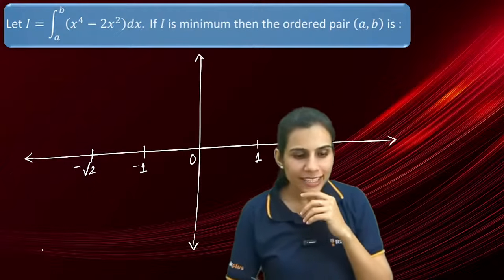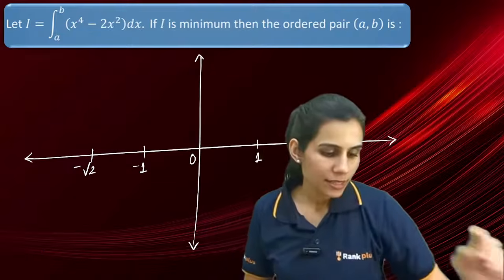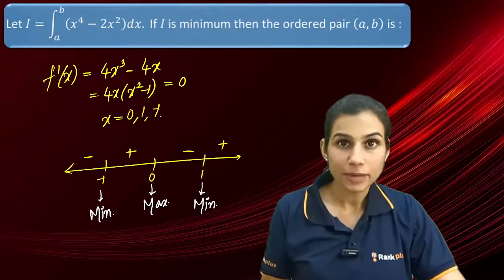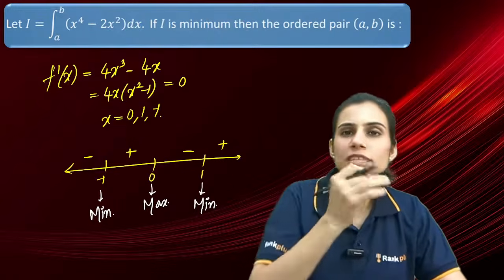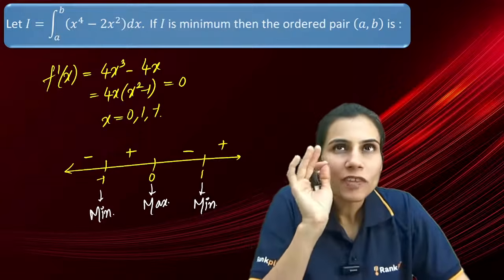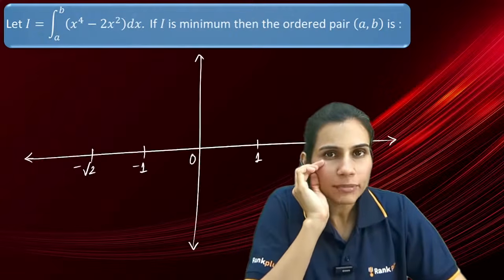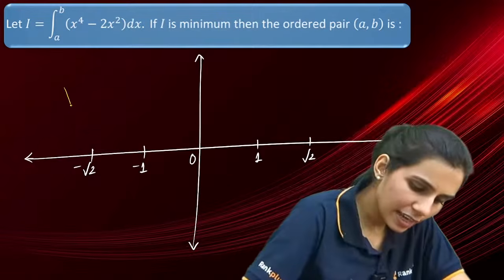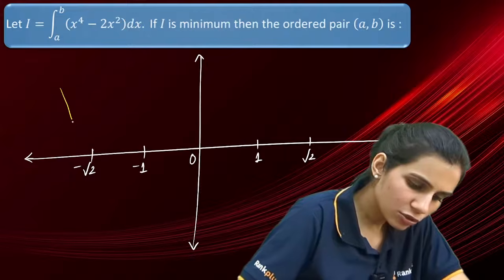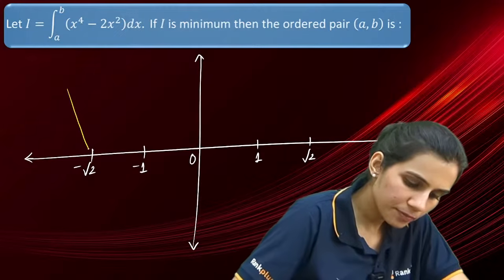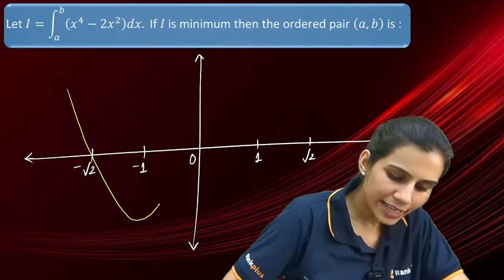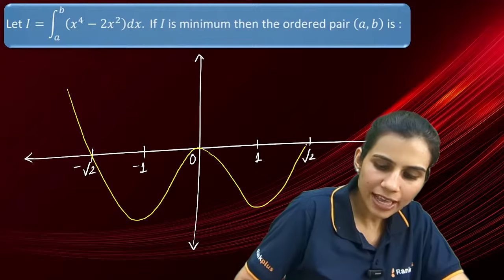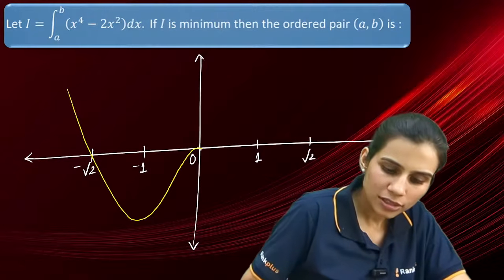One very important thing to observe is minus 1 is the point of minima for sure. 0 is the point of maxima, but at 0 function's value is also 0. So how will the graph behave? Obviously, the graph is going to come down passing through minus root 2, at minus 1 attain its minima, go up and attain its maxima at 0, again minima at 1 and then go and pass through root 2.